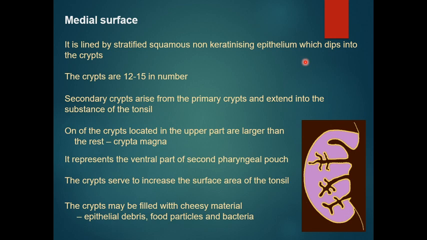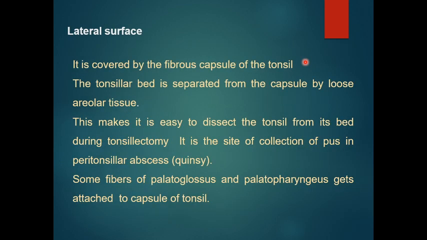It represents the ventral part of the second pharyngeal pouch. The crypts serve to increase the surface area of the tonsil. Crypts may be filled with cheesy material, that is, epithelial debris, food particles and bacteria.